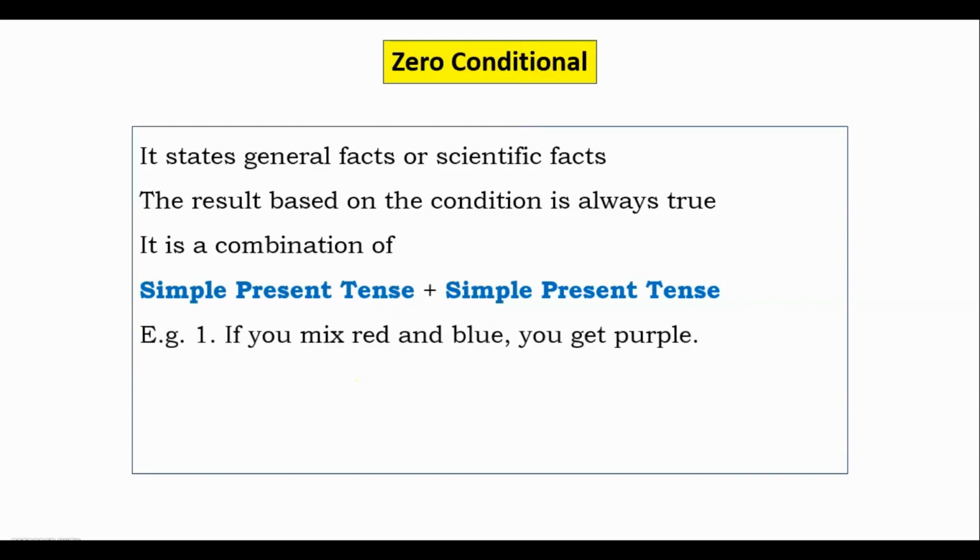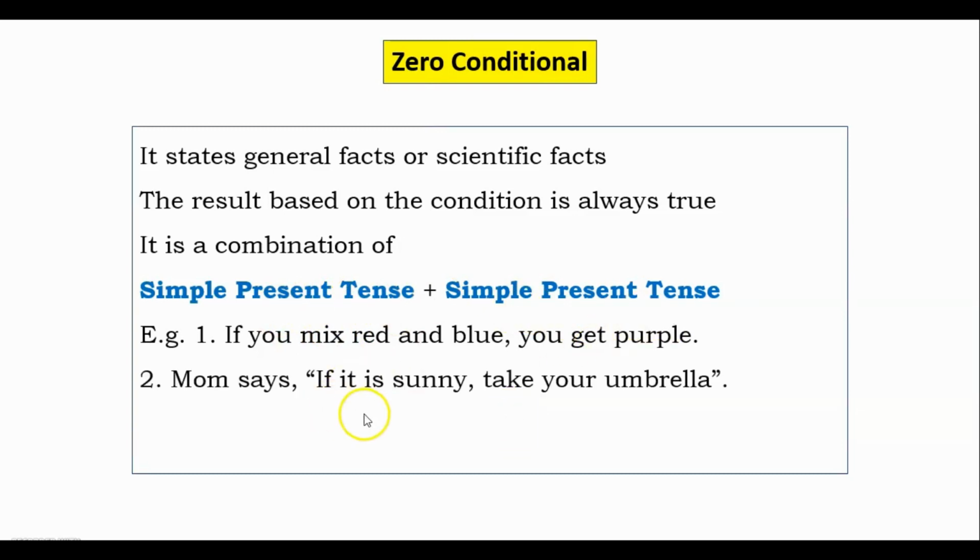Example, if you mix red and blue, you get purple. Every time it happens. Whenever you mix red and blue, you get purple. Okay, it is true. And if you mix simple present tense, you get simple present tense. Second example, mom says, if it is sunny, take your umbrella. What does she say? Whenever it is sunny, you are supposed to take your umbrella.